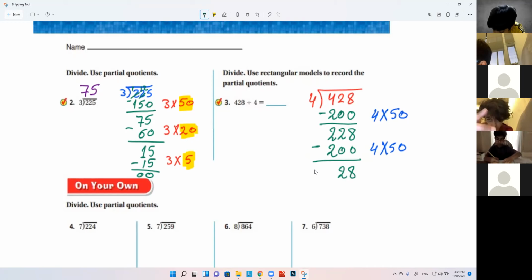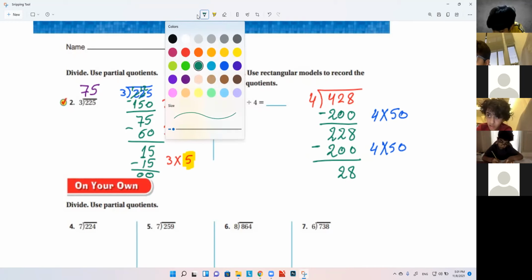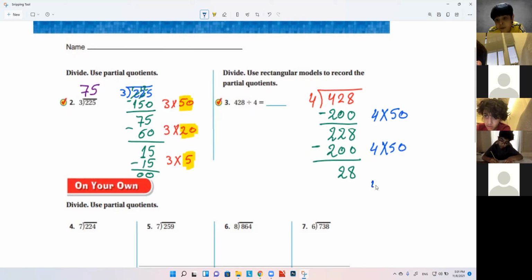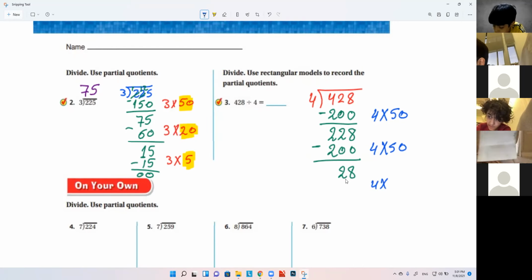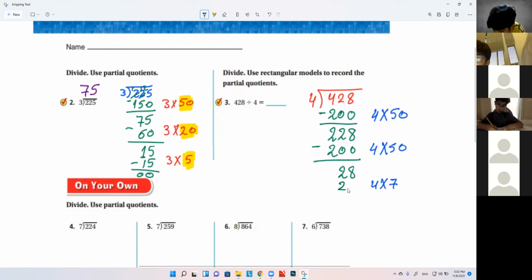Okay, now we're going to ask ourselves, 4 multiplied by what gives us 28? 4 multiplied by 7, right? So it will be 28. Minus, it will be zeros. So let's add them all together.